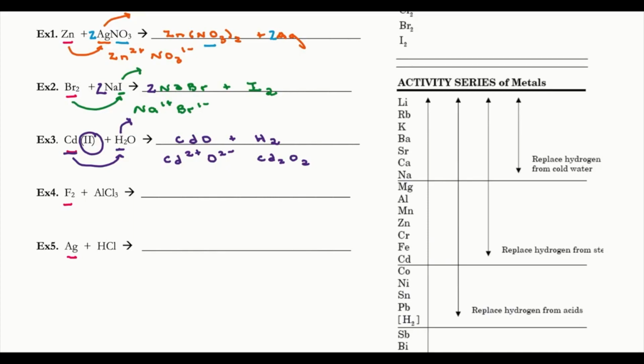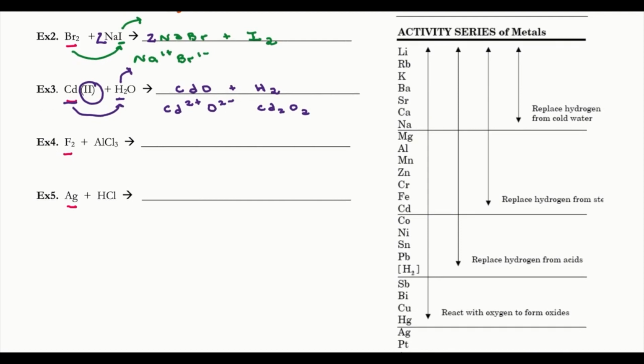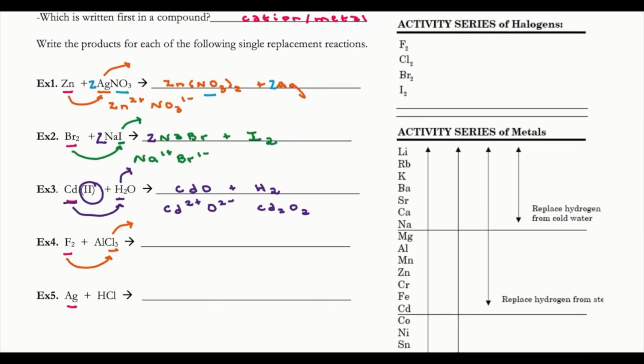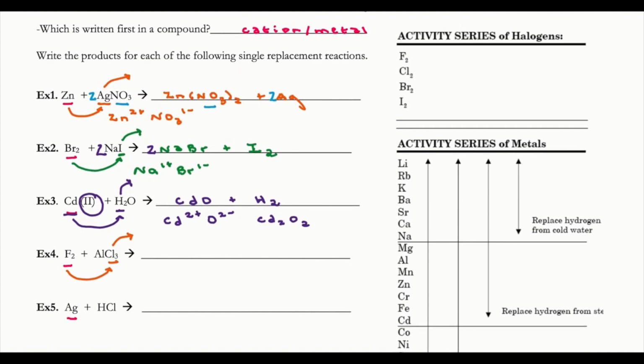Okay? Let's look at example number 4. F2 reacts with AlCl3. Well, fluorine, when it is an ion, is negatively charged, so it will kick out the negatively charged chloride ion. Let's make sure that actually happens. So let's go back to the top of my activity series. Fluorine is here, chlorine is here. Okay, so fluorine is higher on the activity series, so that reaction will occur.